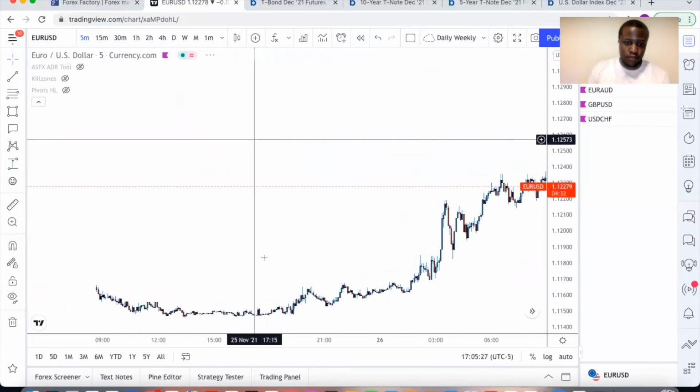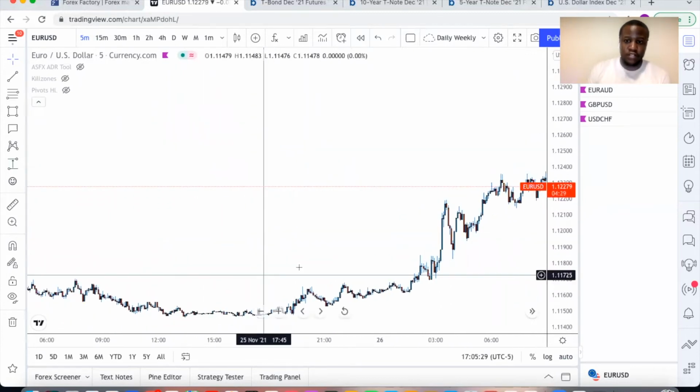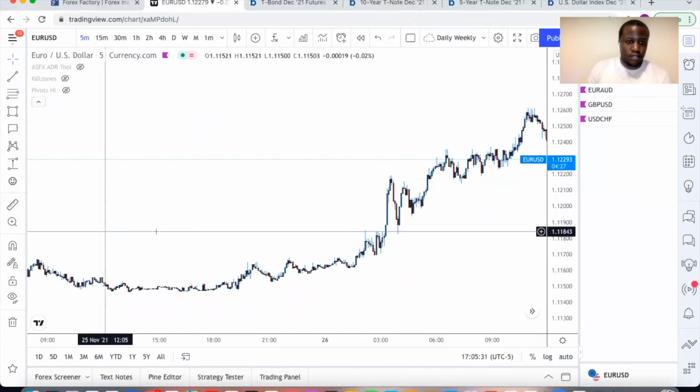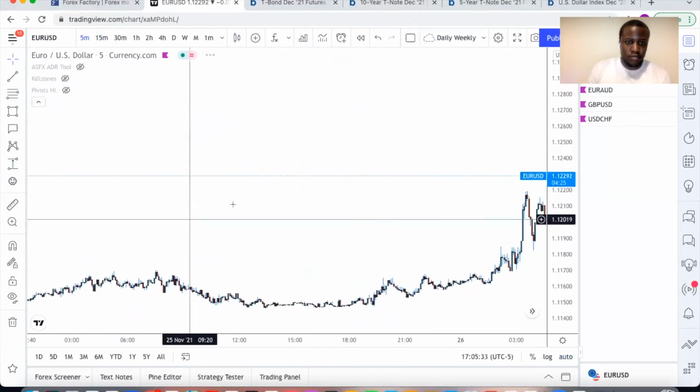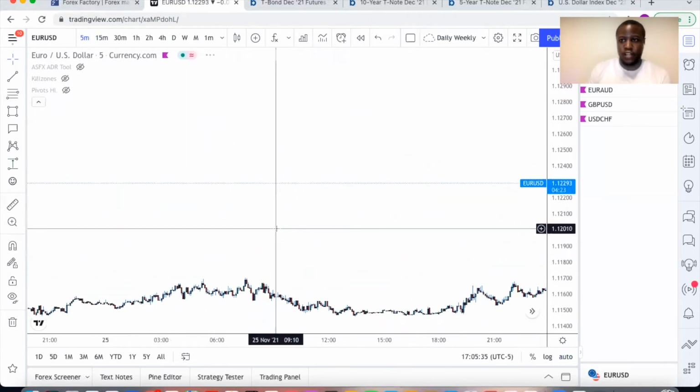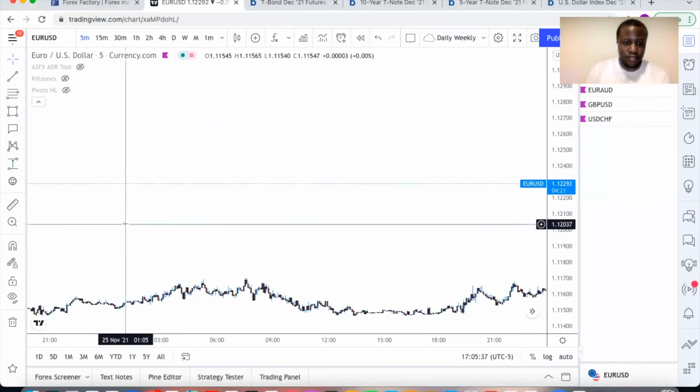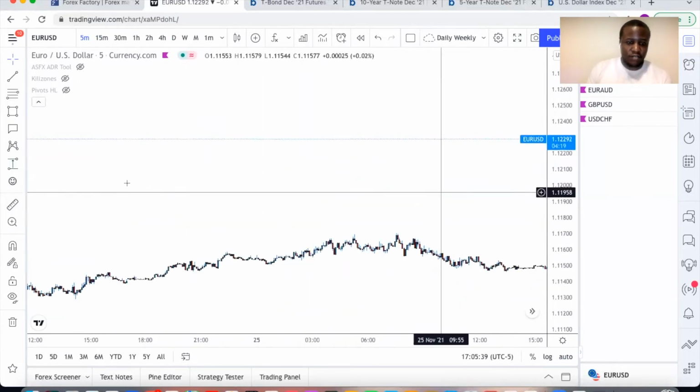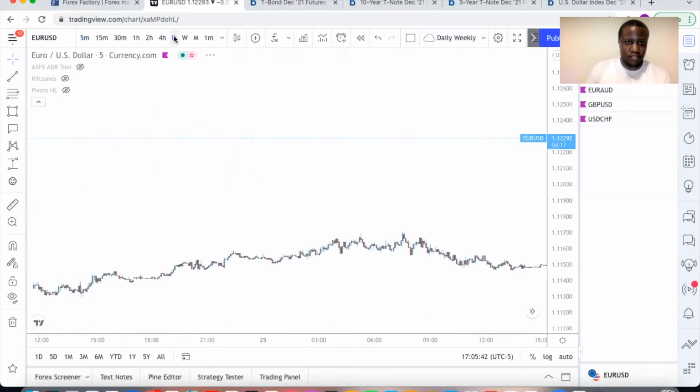But overall, I wouldn't suggest you force this trade. If you don't see it, you don't see it. Don't take the trade. Don't force it. Well, you can't. Like in that instance, you can't even trade that because you don't even see it.